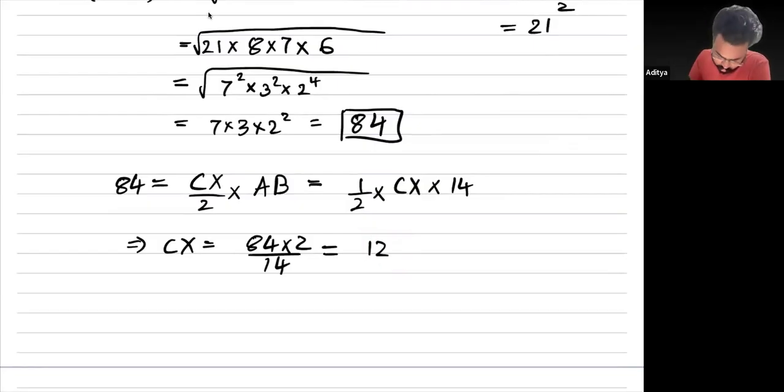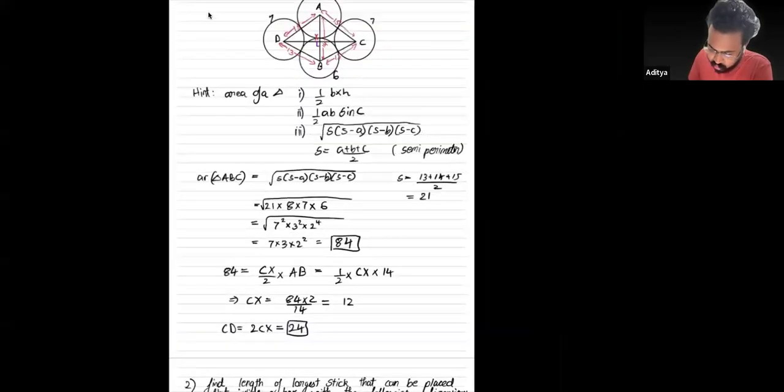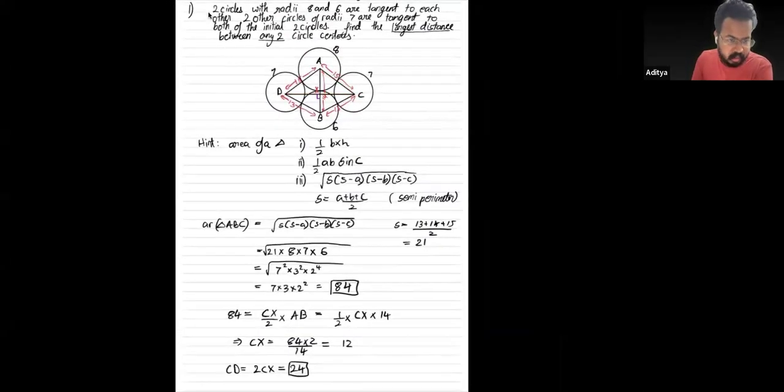So double of it will be CD equal to 2CX, equal to 24. Now you can see that 24 is obviously the largest among 15, 14, 13 and 24. So that is the answer.